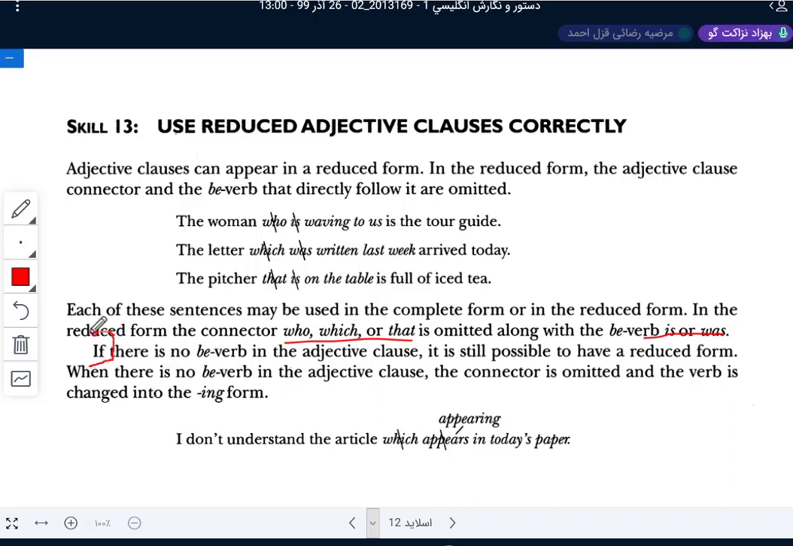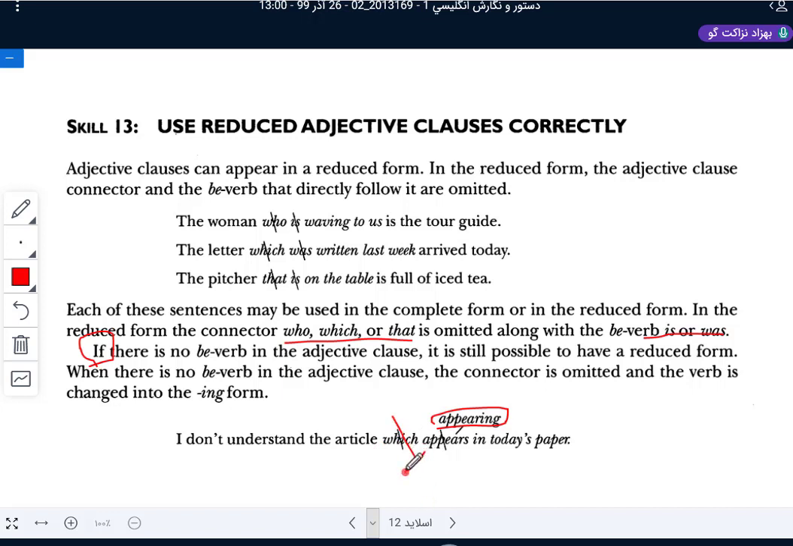There is a condition, if there is no be verb. But I have the same connectors which function as the subject. Again, the subject is not present. These connectors are there and they can function as the subject at the same time. Are we allowed to reduce it? Yes. Regardless of tense, change the verb to the present participle. So you reduce the connector which functions as the subject.